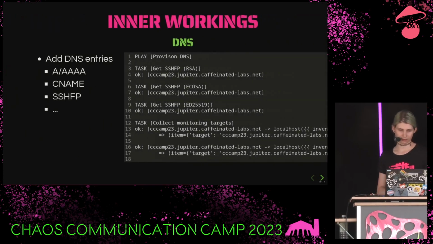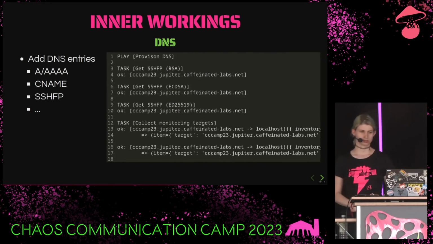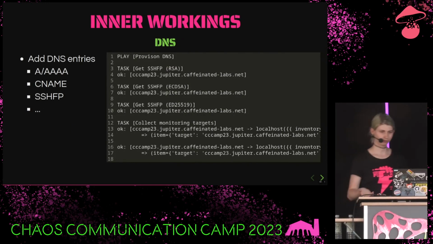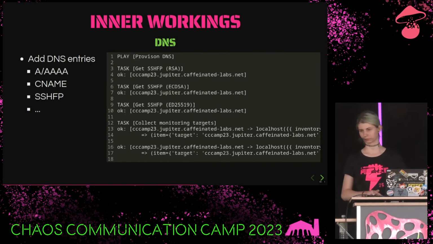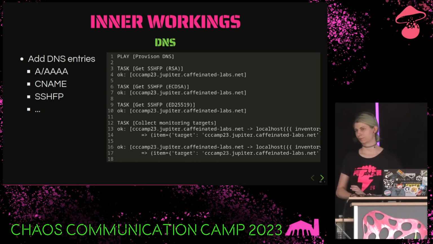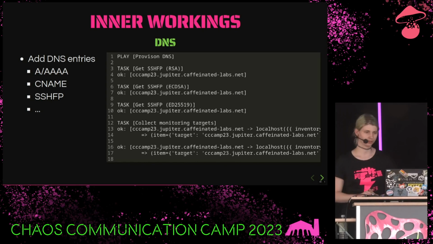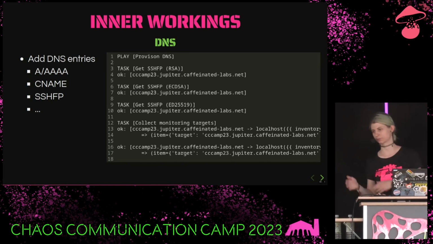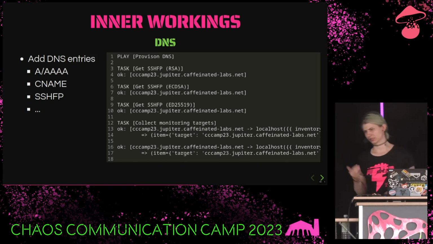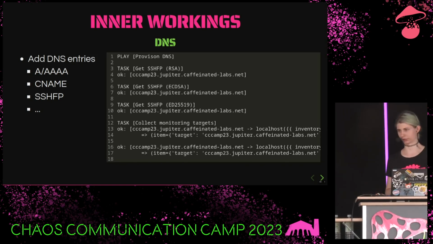But then we have things like DNS. So we gather, for example, our SSH fingerprints and put them in DNS, which is a neat security feature. For those who haven't heard of it, you can put your SSH fingerprint into your DNS, and SSH will contact your DNS server and validate that the host matches those keys, which will just ensure that your DNS isn't doing something weird or you're not connecting to the wrong host.